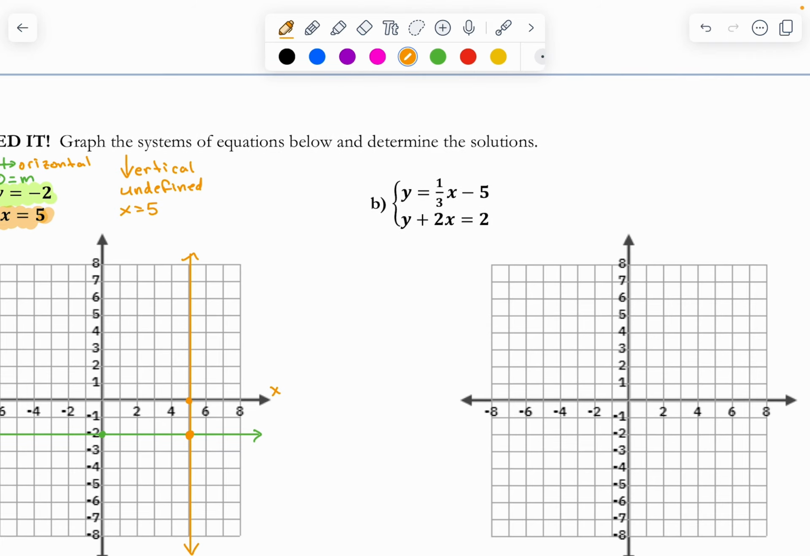Now, this one, right, I'm going to go ahead and graph the first line really fast. My y-intercept is -5, my b. My slope is 1 over 3, so let's just make a few points to the right. I'm going to go down 1, left 3 a couple times. And so, boom, boom. But what happens with my second line?